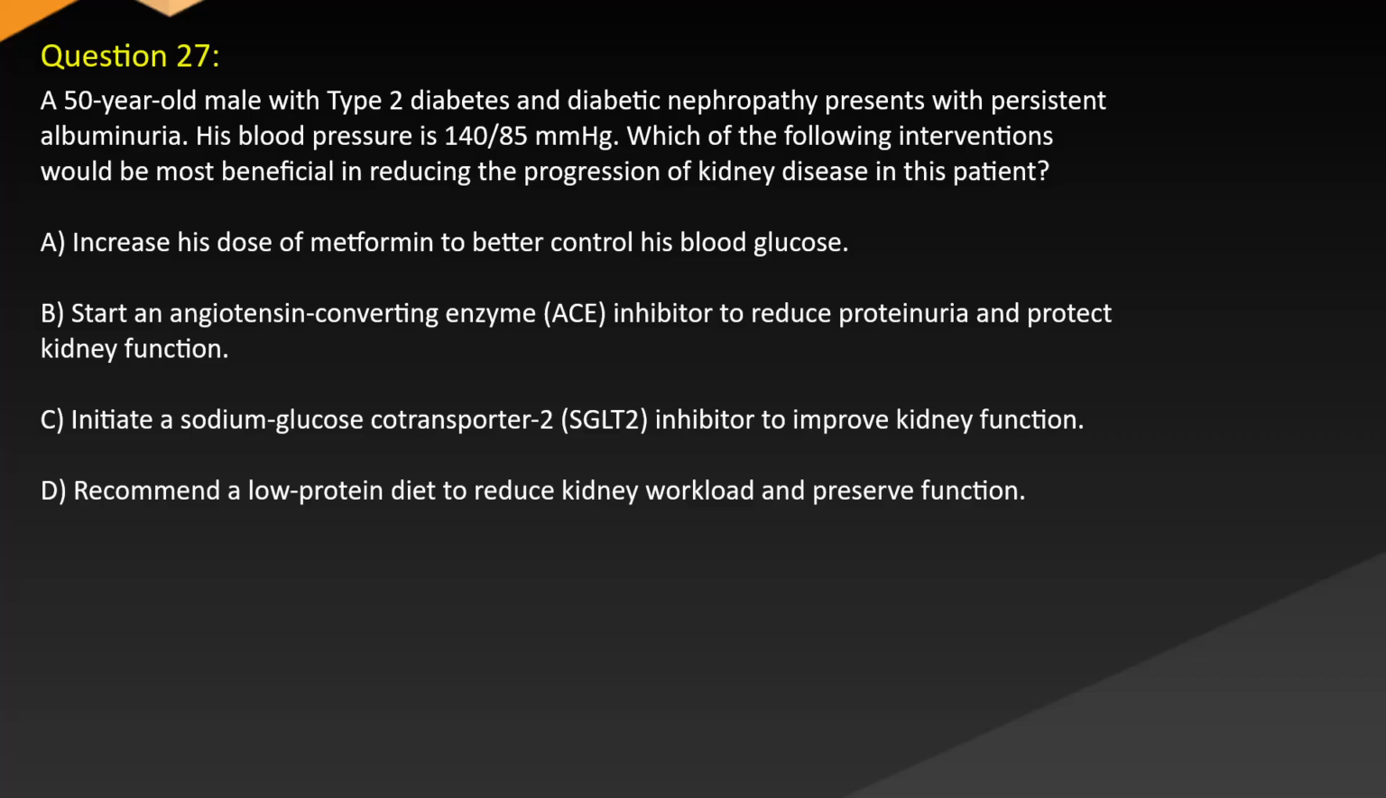A. Increase the dose of metformin to better control his blood glucose. B. Start an angiotensin-converting enzyme (ACE) inhibitor to reduce proteinuria and protect kidney function. C. Initiate a sodium-glucose cotransporter 2 (SGLT2) inhibitor to improve kidney function. D. Recommend a low-protein diet to reduce kidney workload and preserve function.